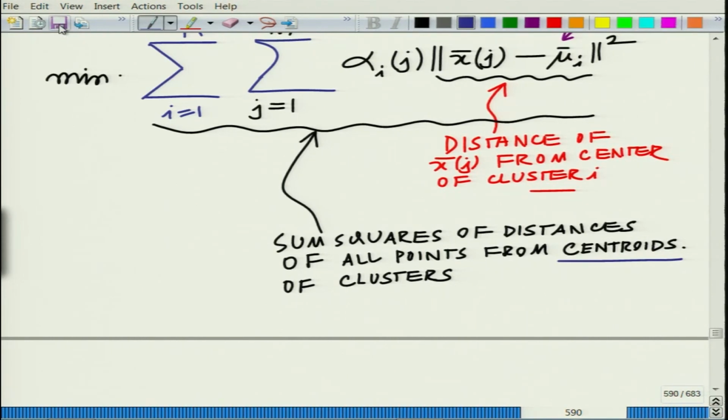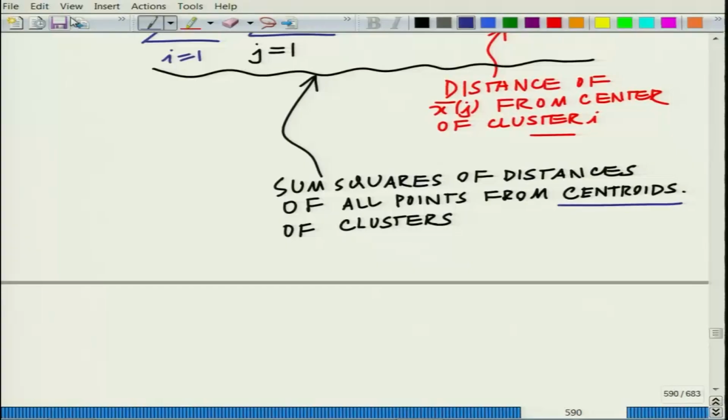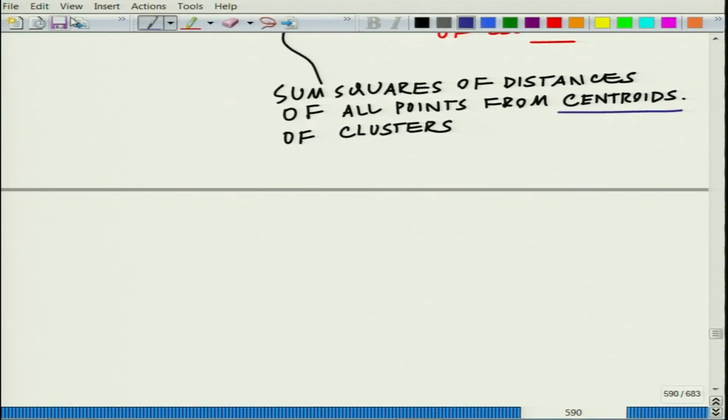So, we want to find the optimal assignment parameter alpha ij such that the clusters are comprised of close points. So, if you look at the distances of these points from the centroids of these clusters, and you look at the sum of the squares of the distances, that should be as low as possible, which essentially implies that each of these points is close to the centroid of its own cluster. Okay, and that is how the clustering is performed. And this is performed in an iterative fashion.